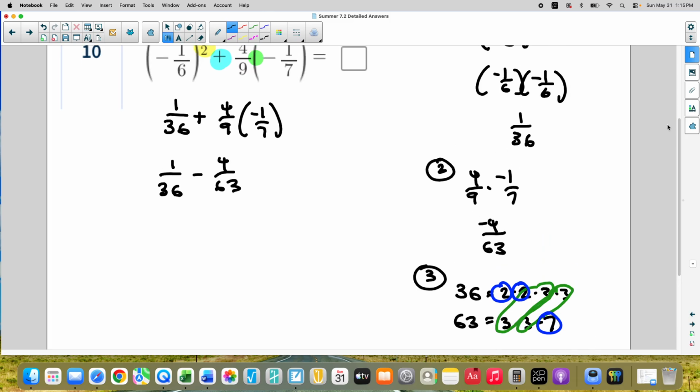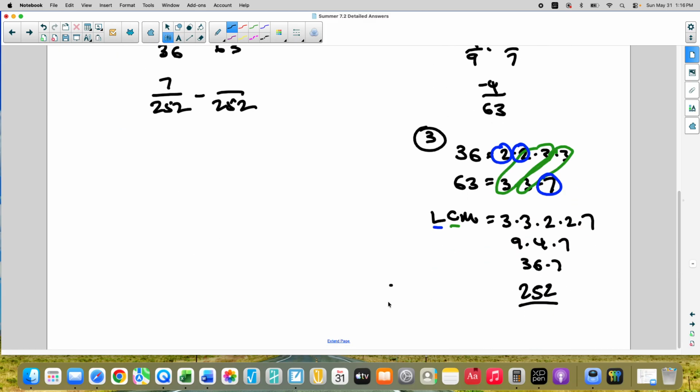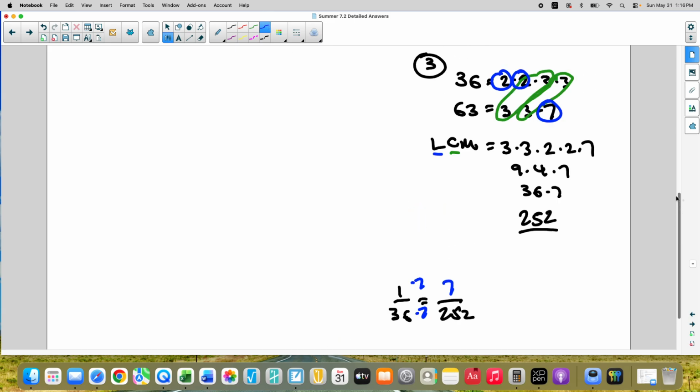Okay, so what did we say? 252 and 252. So 36 times 7, so that's 7 over 252. That's the equivalency. Step 4 would be finding equivalencies. So we've found 1/36 equals how many 252nds? We're going to multiply that by 7. We get 7 over 252.